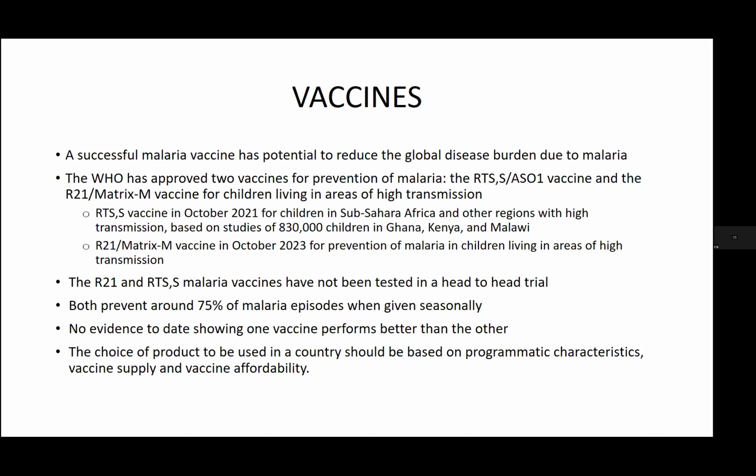problems. Ideally, what you would want is the development of a vaccine that is effective in older children and adults, which requires only 1 dose and is effective against all human malarias. These vaccines target the sporozoite stage of Plasmodium falciparum only.